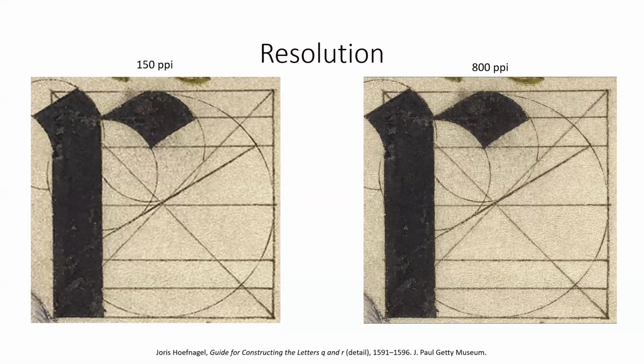In this example, I've highlighted how resolution affects image quality. So I've taken a detail of the same image saved at 150 ppi and 800 ppi, and zoomed into a small detail. You can see that the 150 ppi image becomes a little more pixelated and jagged, where in the 800 ppi file, the image remains smooth.